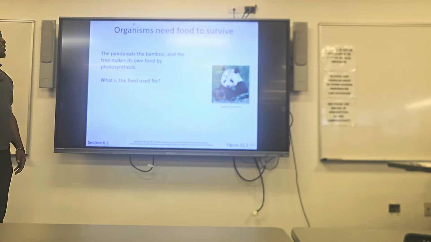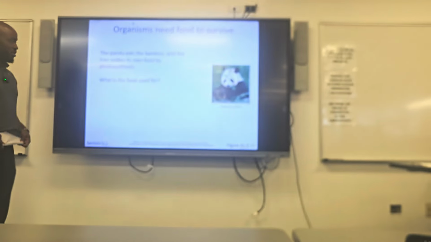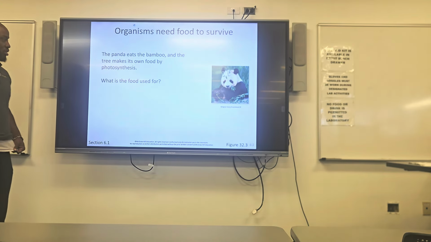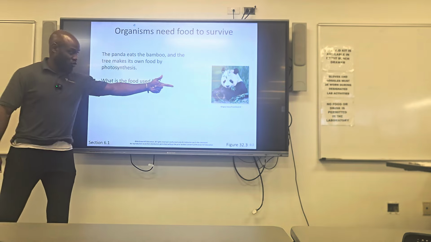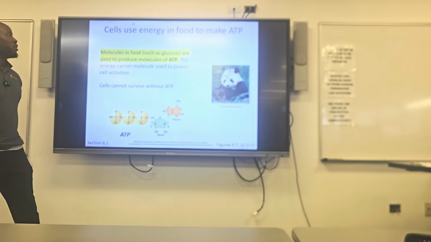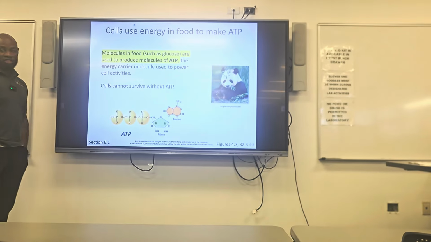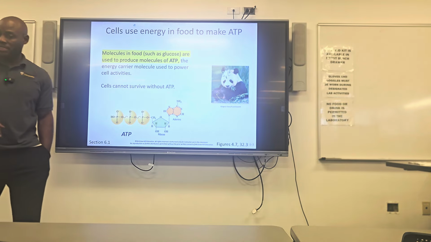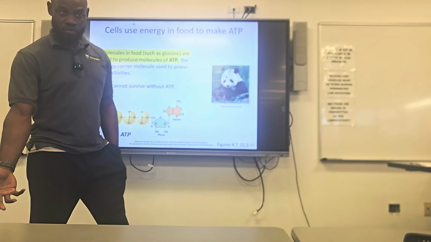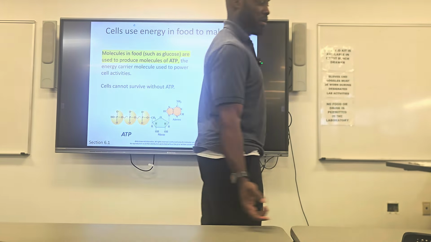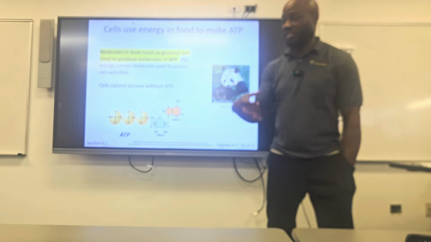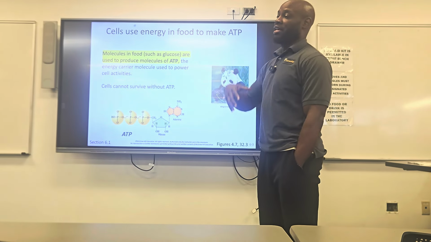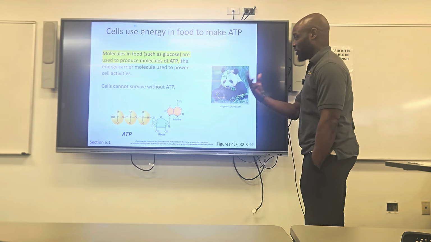Organisms need food to survive. A panda eats the bamboo, and a tree makes its own food by photosynthesis. Food is used for energy. Molecules in the food, such as glucose, which we saw plants make at the end of the carbon reaction. Remember, at the end of the carbon reaction, we make glucose. That glucose that the plant makes is energy. It can be used for energy.